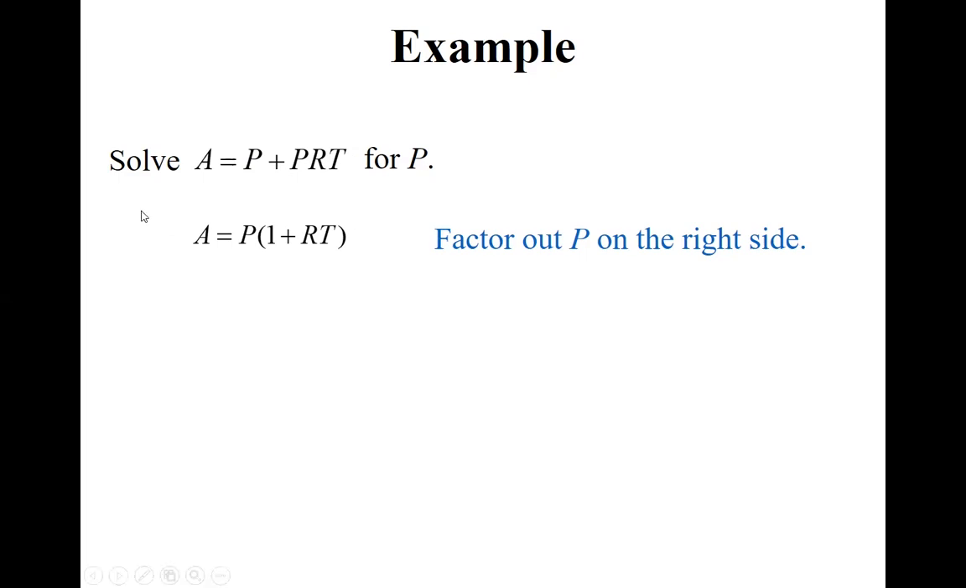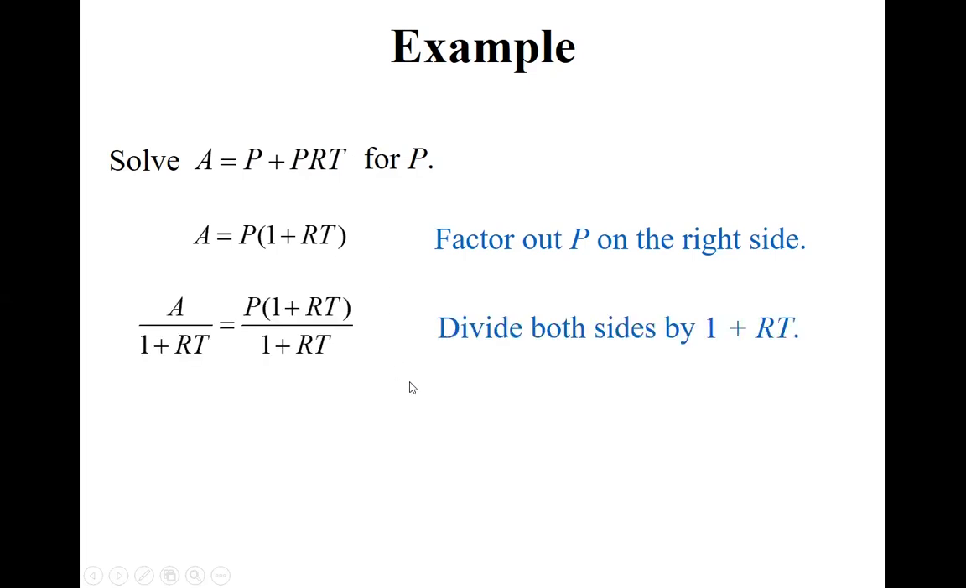And now, instead of 2 P's, there is 1 P, and we can solve for that P. Divide both sides by, what is P multiplied by? Well, P is multiplied by 1 plus RT. So divide both sides by 1 plus RT. And the 1 plus RT cancels away on the right. There's nothing we can do about it on the left. So P equals A over 1 plus RT.